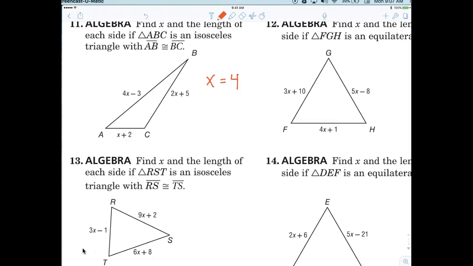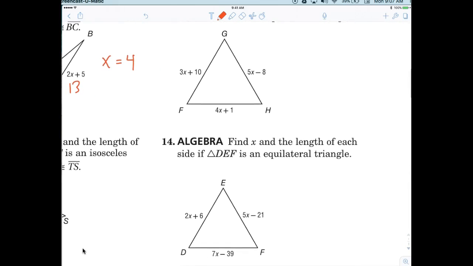Now we have to find the length of each side. So AB would be what? 13. And CB would automatically have to be 13. And then AC is? 6. Everybody good with that? Any questions? So again, practicing our mental math.